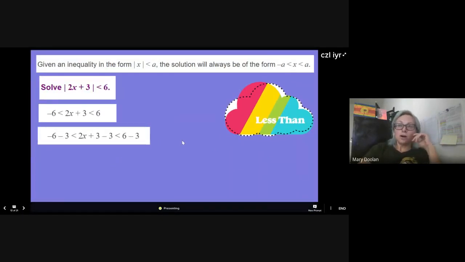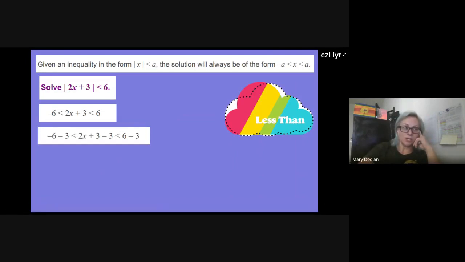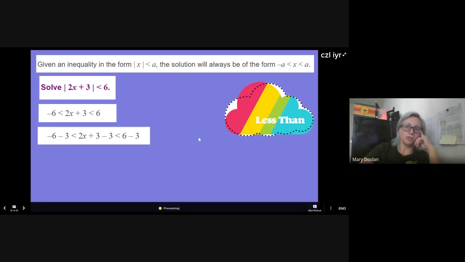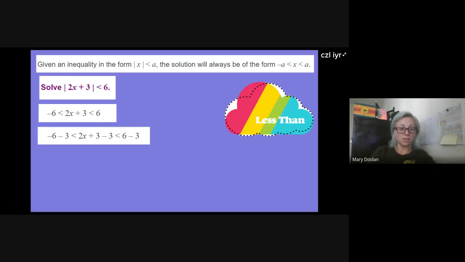And then when you solve an inequality like this, it's like solving an equation, but instead of doing the same thing to both sides of the equation, you're solving a compound inequality. So you do the same thing to all 3 parts of the inequality. It's like solving an inequality where you do the same thing to both sides, but here we're going to do the same thing to all 3 parts.